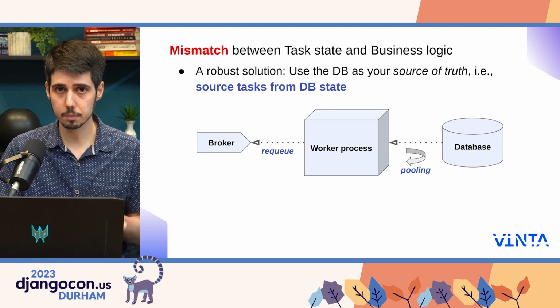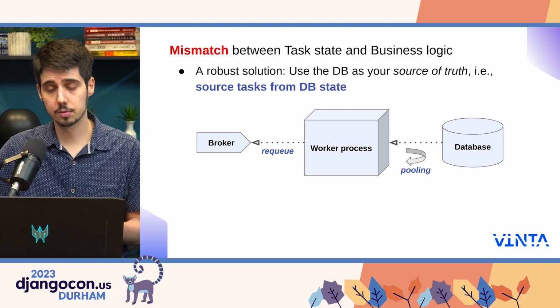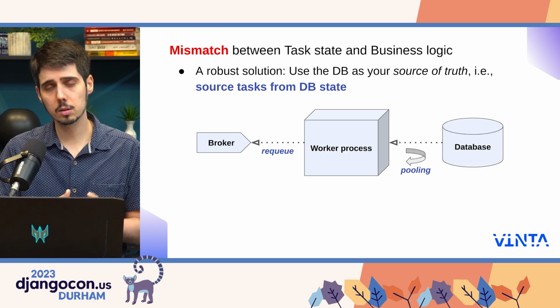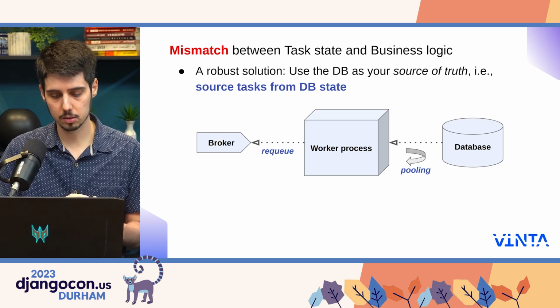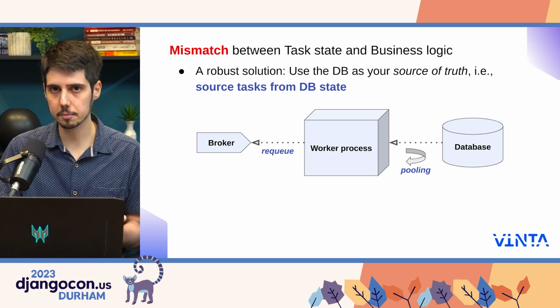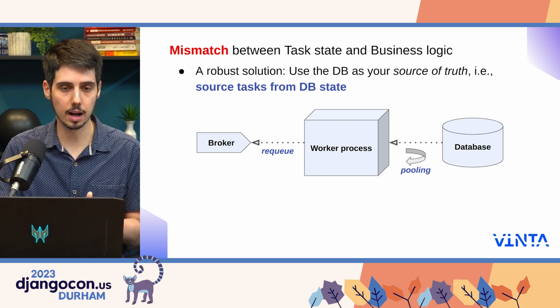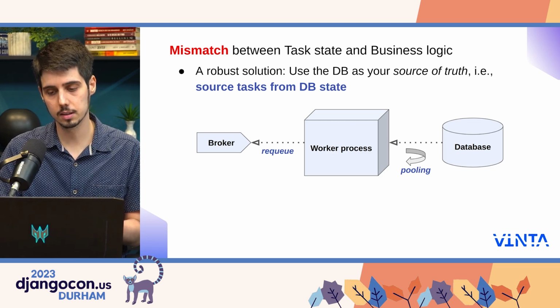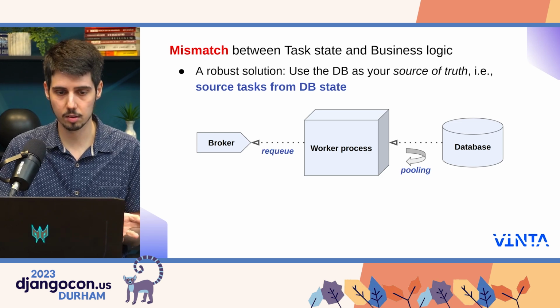We can use the database as the source of truth, and we can source tasks from the database. To implement something like this, we need polling. We need some way of checking the database from time to time to see if there are tasks that should run because the database state has changed. For example, a user is waiting for the account verification email. And if there is, we can queue tasks on the broker.